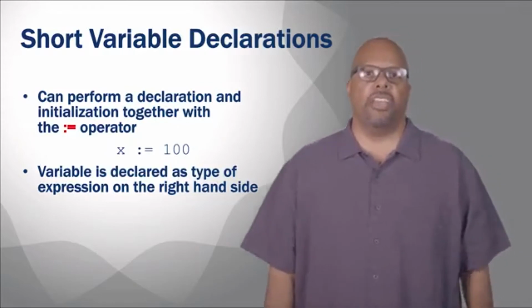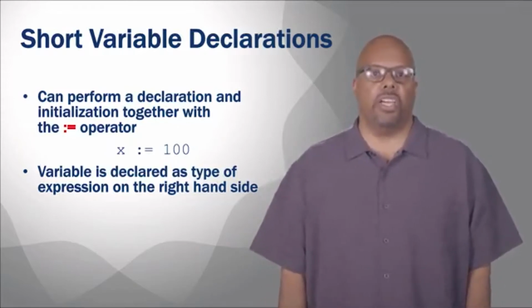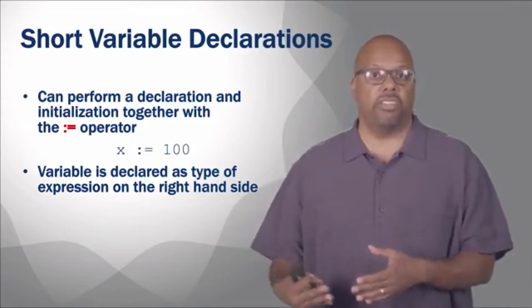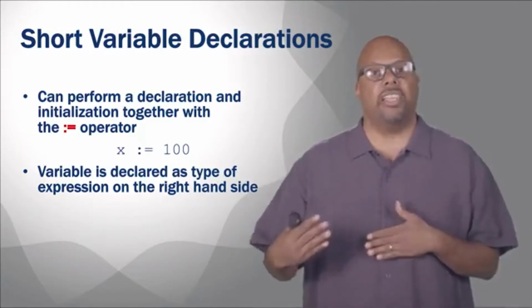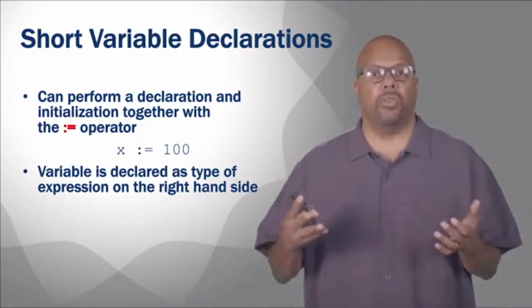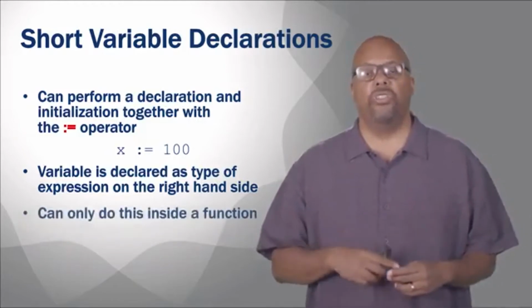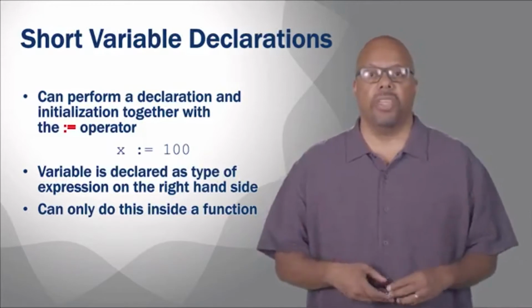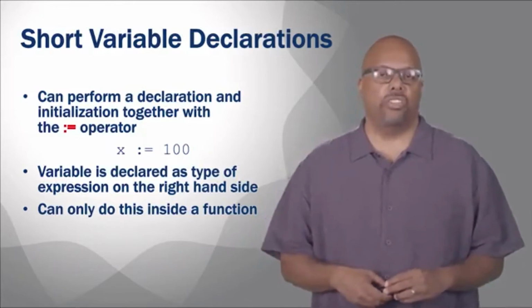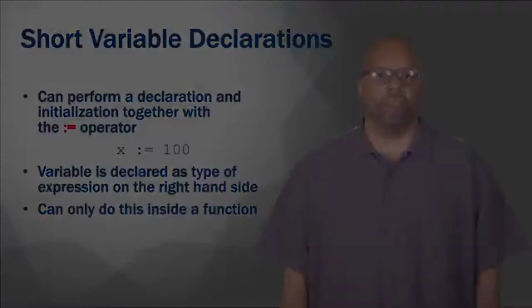So the variable is declared as the type of the expression, the type that's on the right-hand side. It does the declaration and the assignment together in one line with this special operator. You can only do this inside a function. So you can't do a short variable declaration outside a function. That's not legal. So just know that.